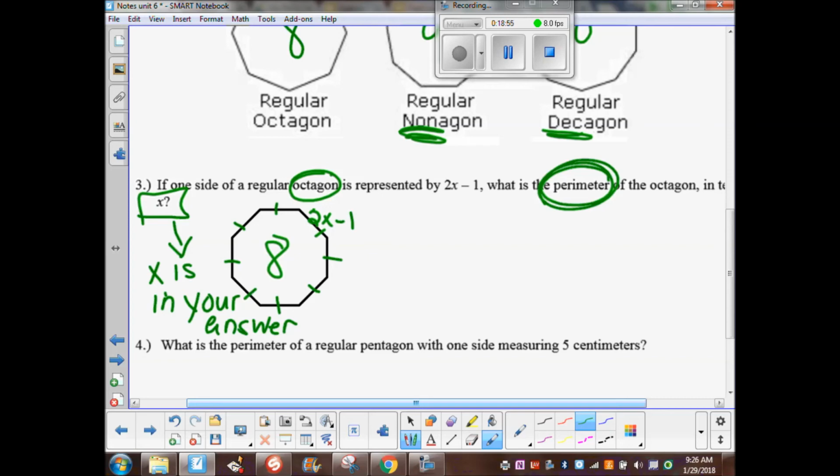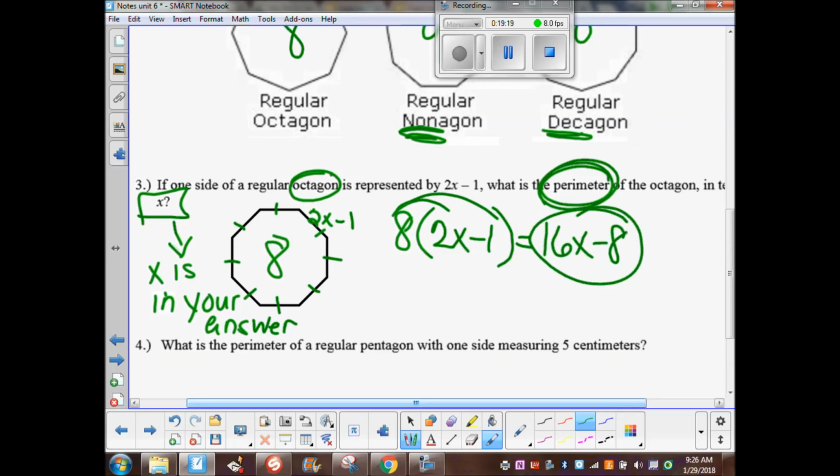So, I heard some people saying, how many sides are 2x minus 1? 8 of them, right? 8. 2x minus 1. What is that? 16x minus what? 8. And it distributes. That's the perimeter, in terms of x. Is x in my final answer? Yeah. Okay, that's 16x.